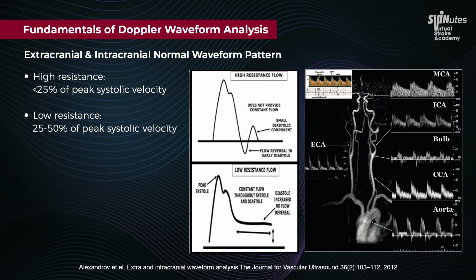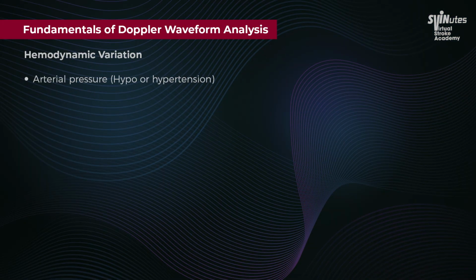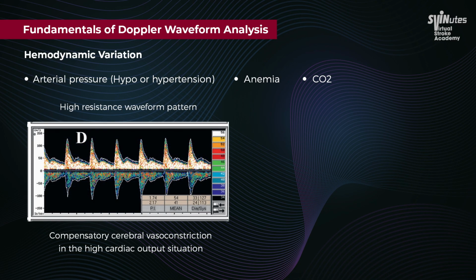Now you're looking at an example of the normal waveform pattern from the proximal artery of the aorta all the way intracranially to the middle cerebral artery, and the transformation from high to low resistance as you move intracranially. While interpreting these studies, it is very important to also pay attention to the systemic circulatory and hemodynamic factors such as hypo or hypertension, anemia, carbon dioxide concentration, because all of that can affect cerebral circulation and therefore the waveform pattern. Let's review some examples.